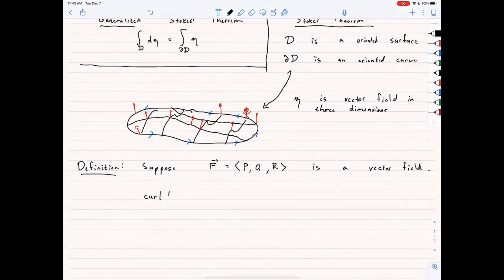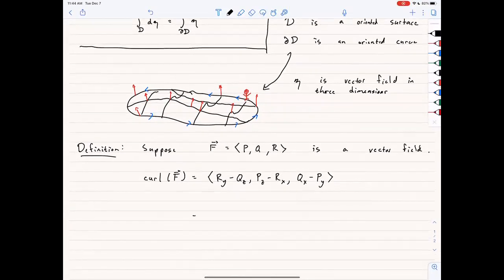Then we can define the curl of F to be the following vector field. It's going to be Ry minus Qz, Pz minus Rx, Qx minus Py. Where of course the subscripts mean partial derivative with respect to that variable.